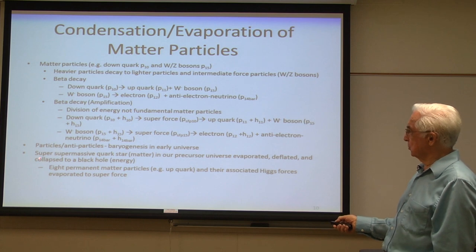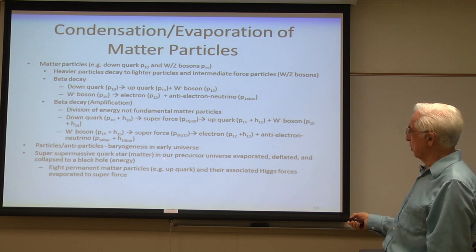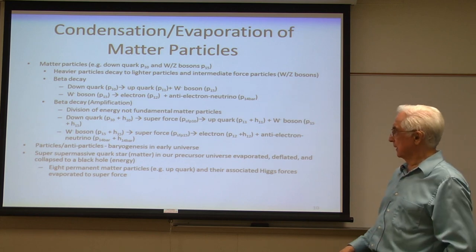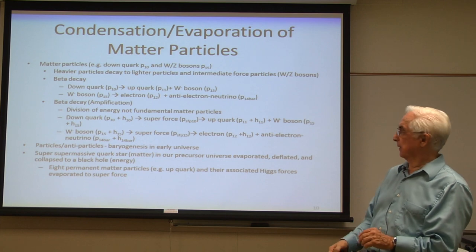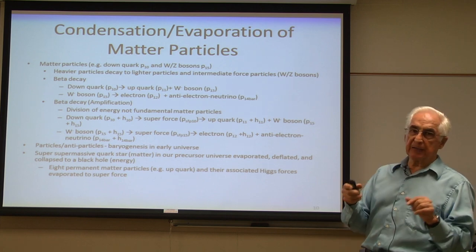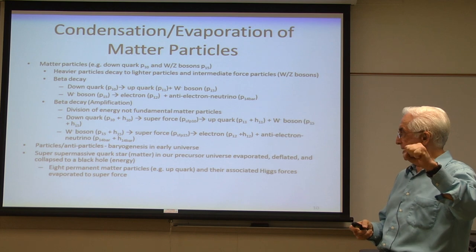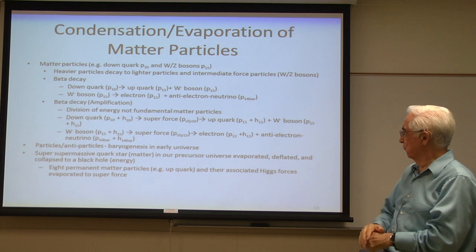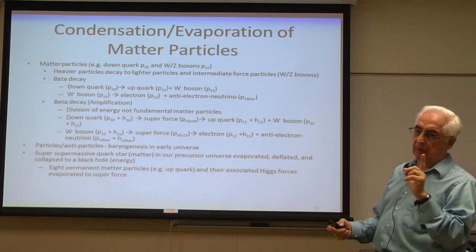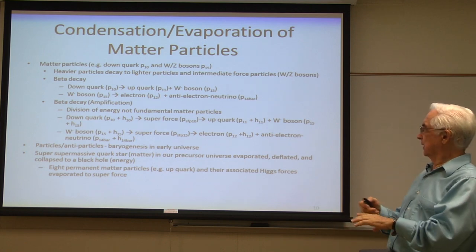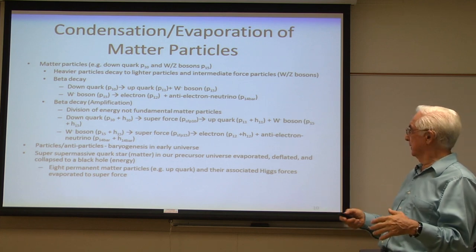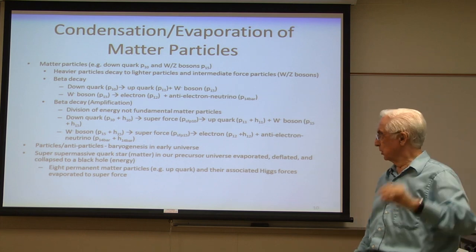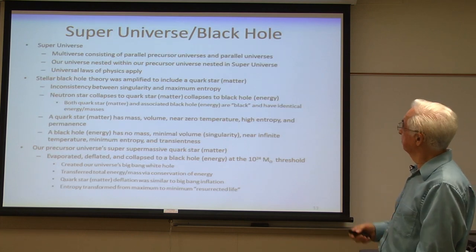Now, the third type of condensation evaporation is the supermassive quark star matter in our precursor universe, which evaporated, deflated, and collapsed to a black hole energy. That supermassive quark star matter consisted of those eight permanent matter particles and their associated Higgs forces. And at the proper energy mass threshold, the super supermassive quark star matter evaporated, deflated, and collapsed to a black hole energy, which is the donut-shaped singularity.